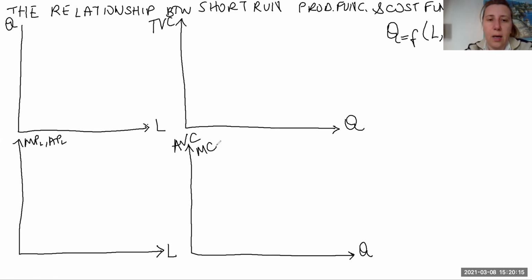Sol tarafta sabit olan faktörle ilgili bir analiz yapmayacağımız için üretim kısmında sabit olan faktörle capital ile ilgili bir analiz yapmayacağımız için sağ tarafta da ona ilişkin maliyet olan sabit maliyetlerle ilgili herhangi bir grafiği çizmeyeceğiz. Sadece değişken faktörü ve o değişken faktörün yarattığı değişken maliyetleri dikkate alacağız. Peki, şimdi gelelim buraya. Üretim fonksiyonumuzu hatırlayalım.